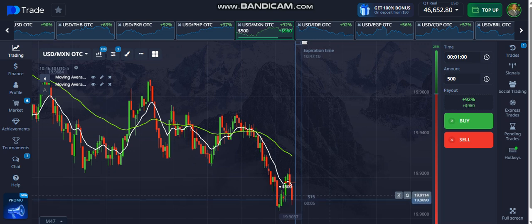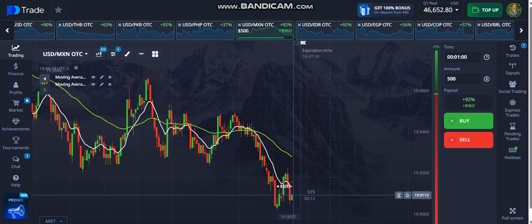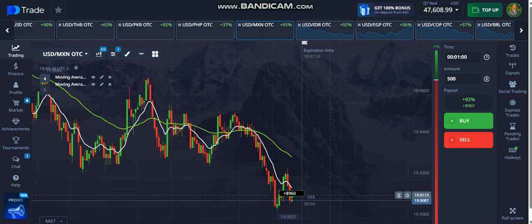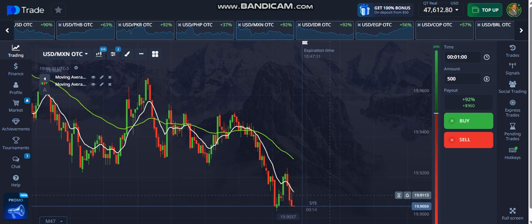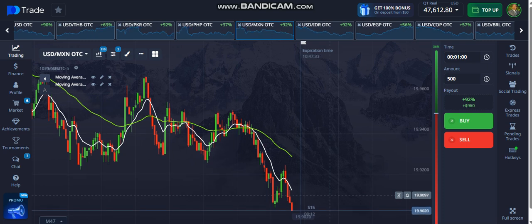Great. Just as we predicted, the price respected that 10 EMA line and pushed further downward, and bam. Okay, great. So we won that trade as well.